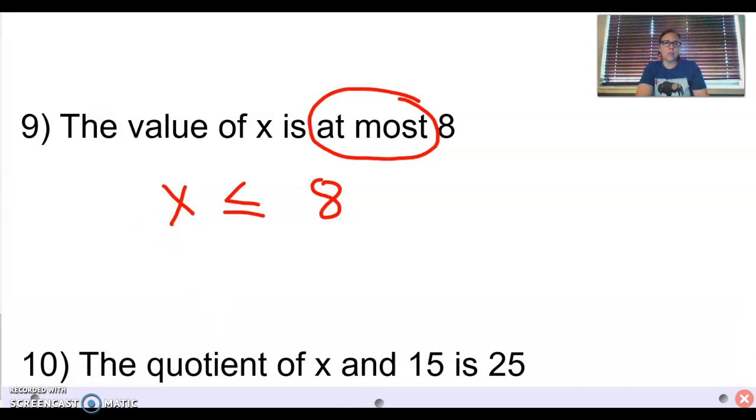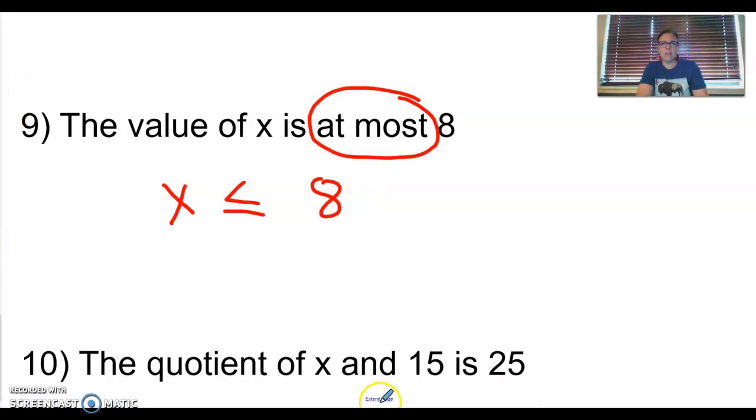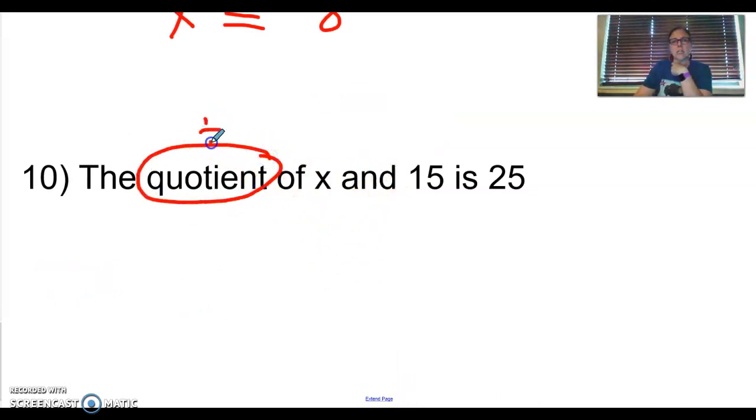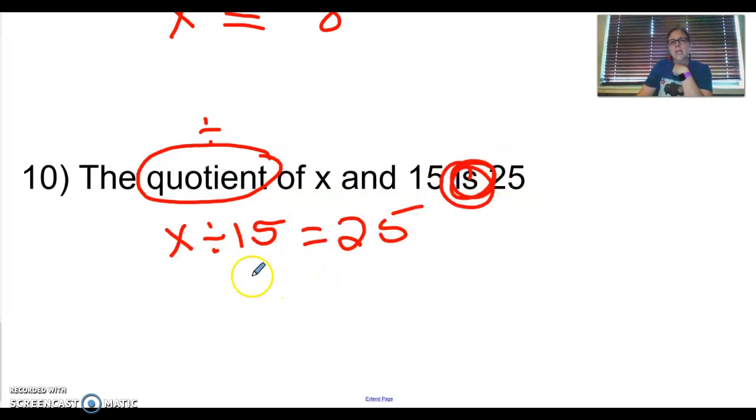Okay, so what do you think this one's going to be? The quotient of x and 15 is 25. So quotient, if you don't remember, is division. So the quotient of x and 15 is, remember, is an equation, is 25. Now, remember, I don't love you writing it like that. You need to get used to writing it as a fraction. This is x divided by 15 equals 25.